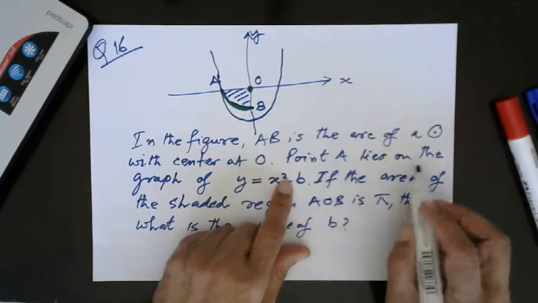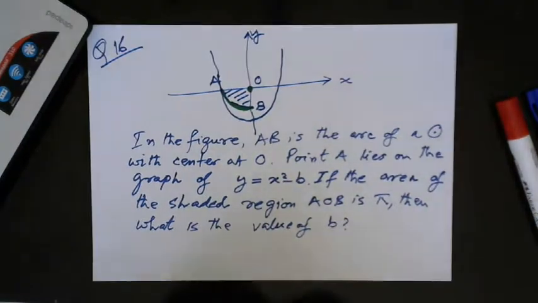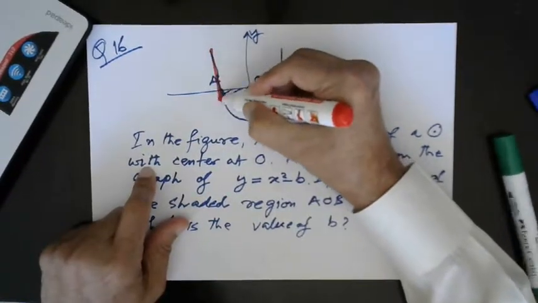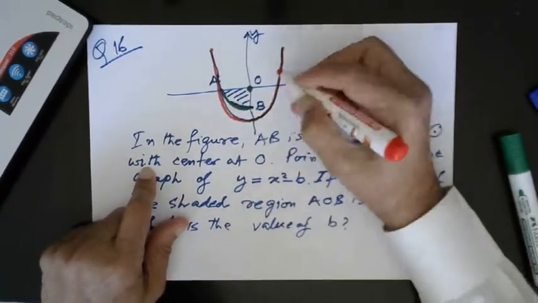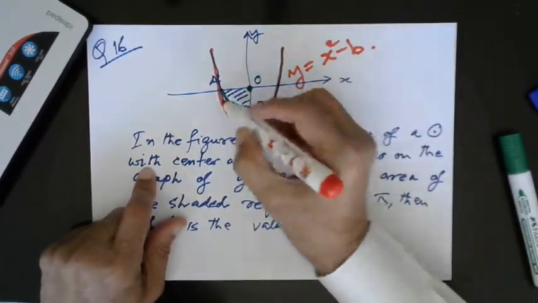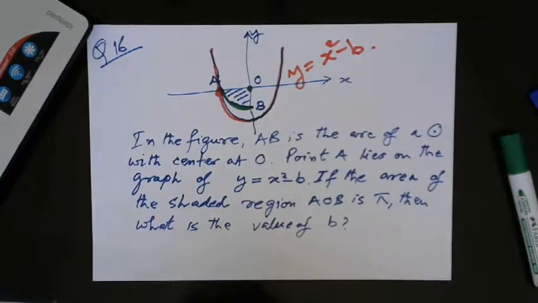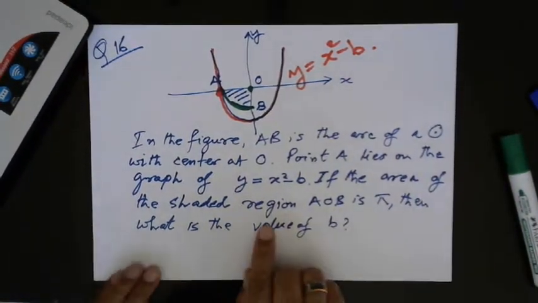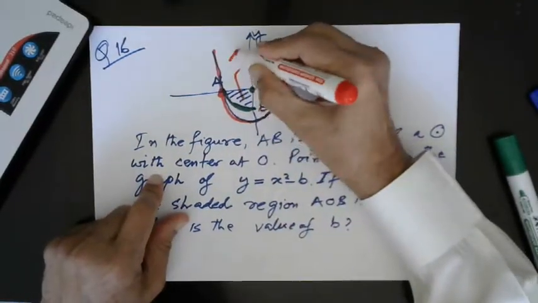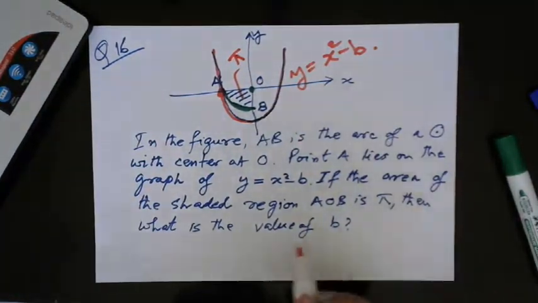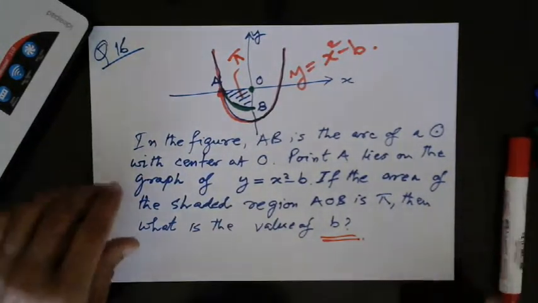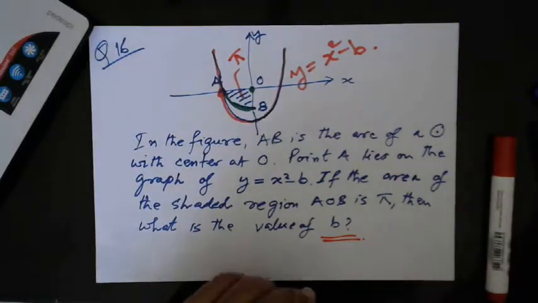Point A lies on the graph of y is equal to x square minus b. So this is the graph of y is equal to x square minus b. And the point A is on this graph. If the area of the shaded region AOB is pi, so this shaded region, the area is pi, then what is the value of b? What is the value of b? Okay, so I need another sheet.